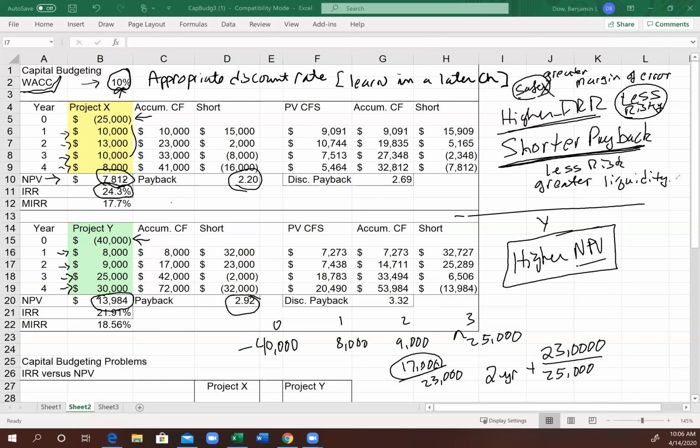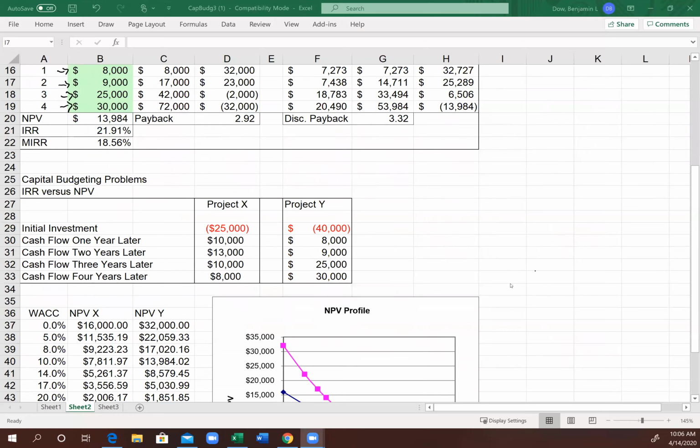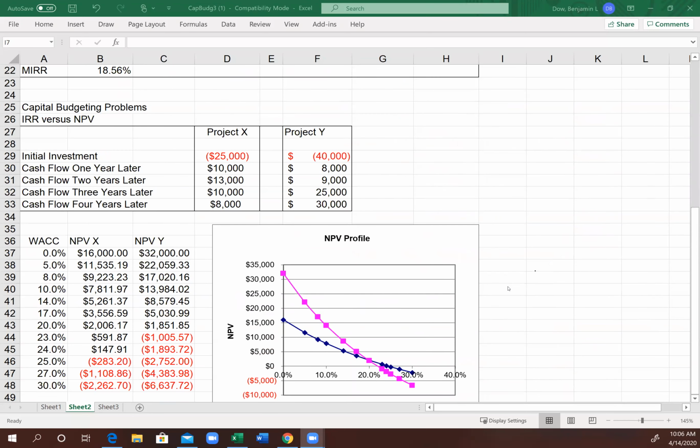Now, one thing we could look at is a net present value profile. So let's go ahead and clear all that. And I'll see if it lets me. So we can look at a net present value profile. And remember I said 10%. 10% was the cost of capital we were using.